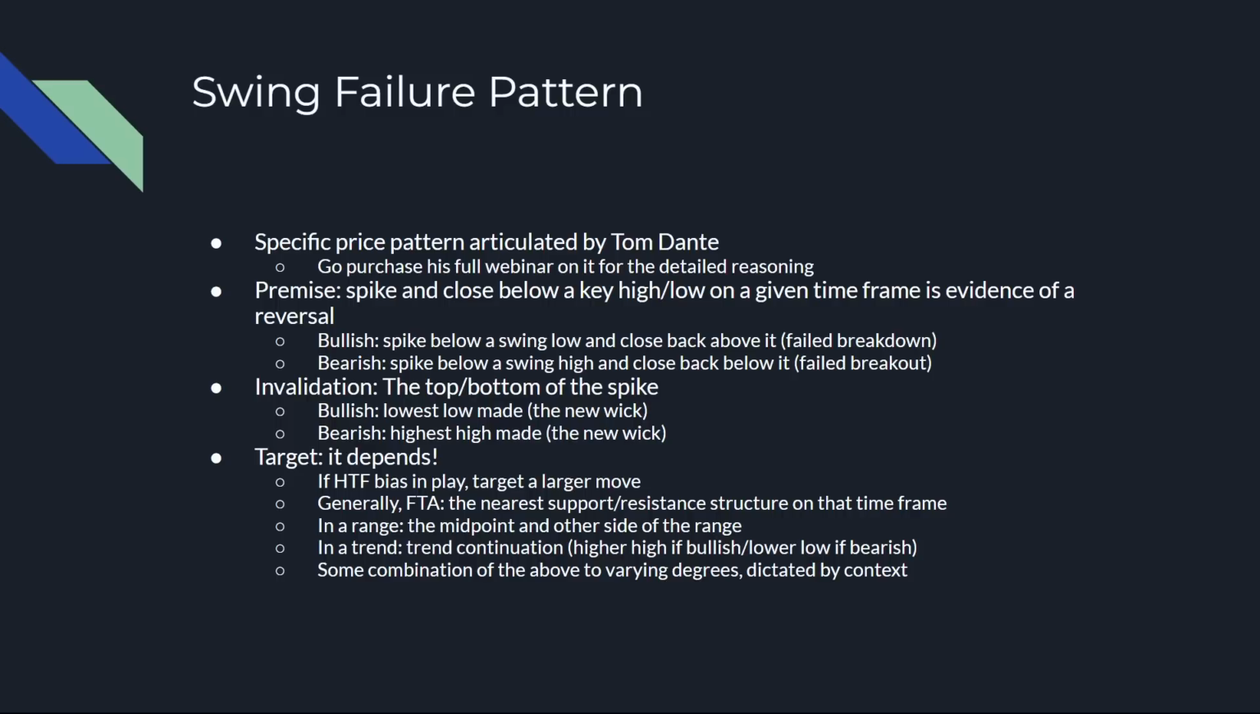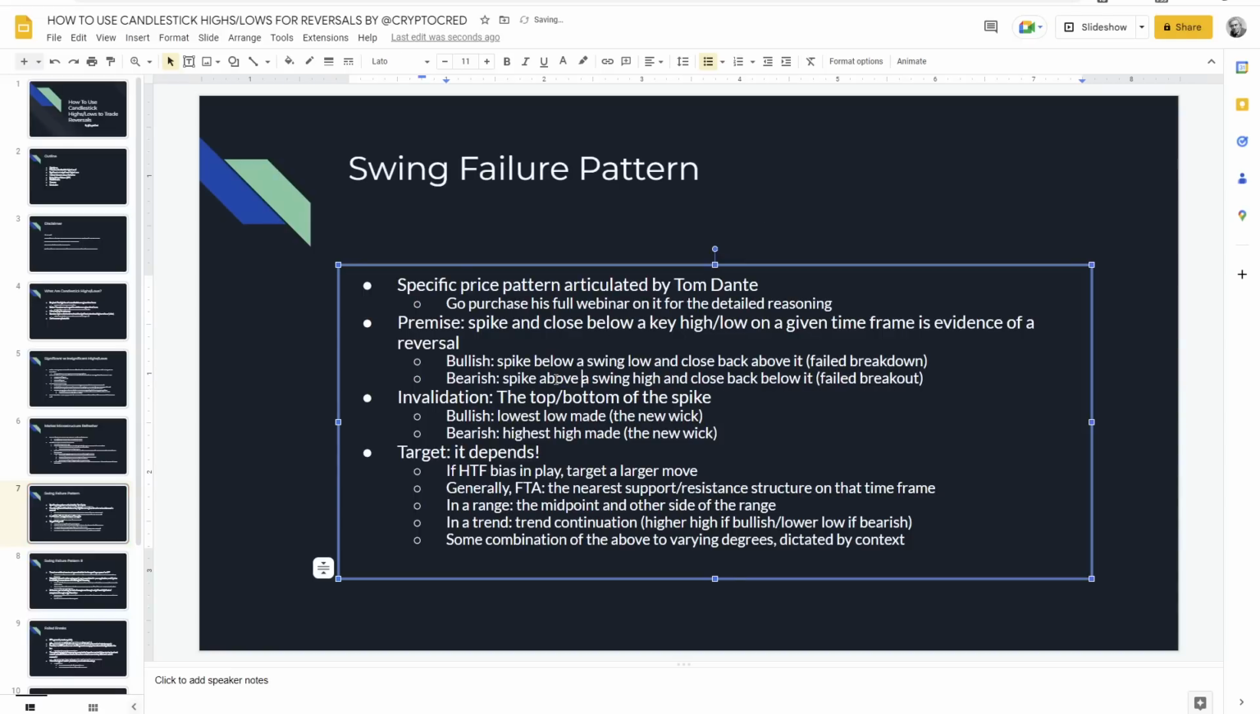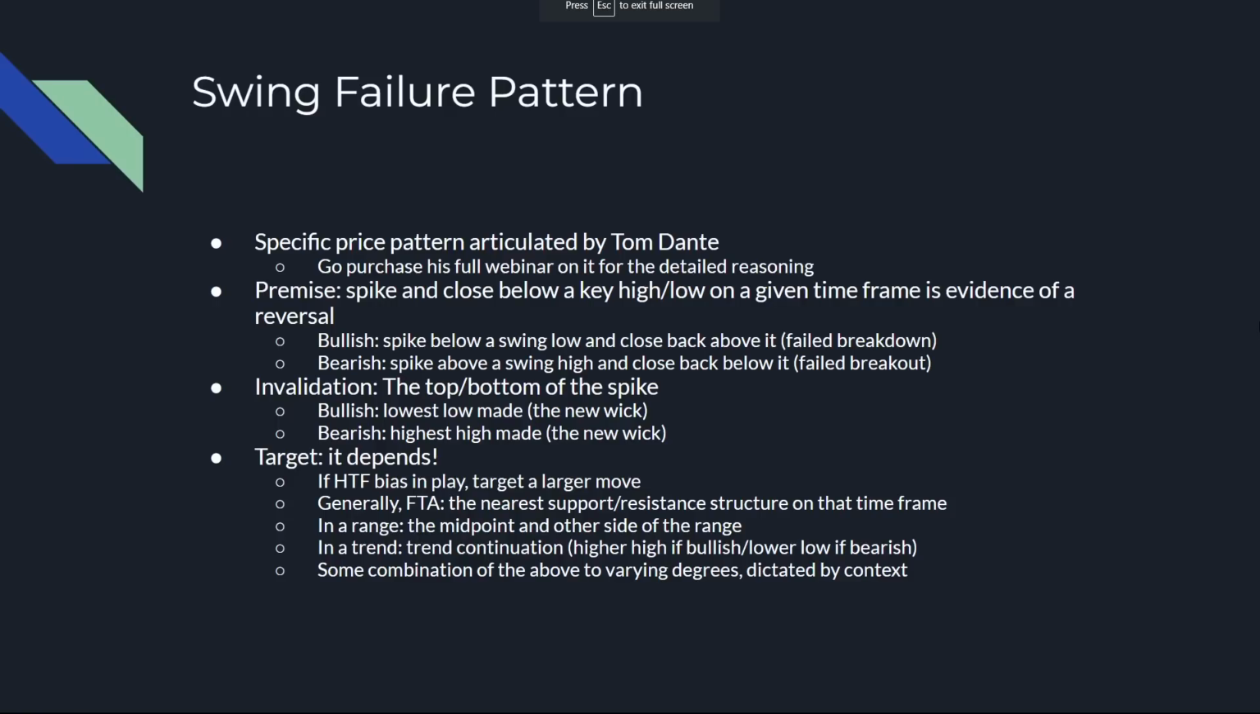And the bearish example, a spike above, apologies. Spike above a swing high and close back below it, which indicates a failed breakdown. And the invalidation for that would be the top or bottom of the spike. Obviously, if you're bullish, it's the lowest low made. And if it's a bearish example, it's the highest high made.